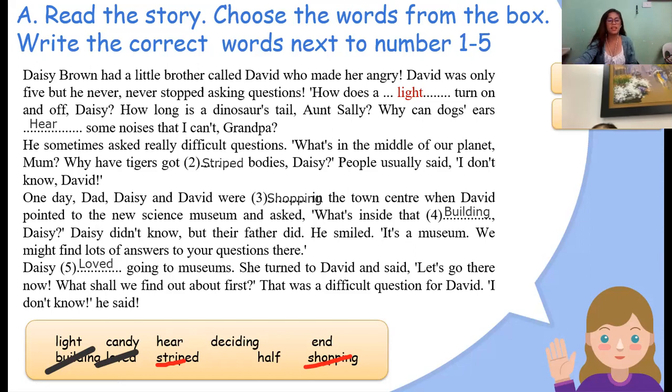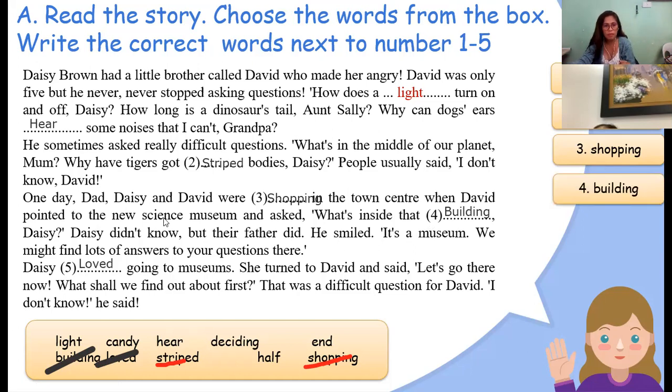Next, one day, Dad, Daisy, and David were shopping in the town center. When David pointed to the new science museum and asked, what's inside that building, Daisy? Daisy didn't know, but their father did. He smiled. It's a museum. We might find lots of answers to your questions there. Daisy loved going to the museum. She turned to David and said, let's go there. Now, what shall we find out about first? That was a difficult question for David. I don't know, he said.